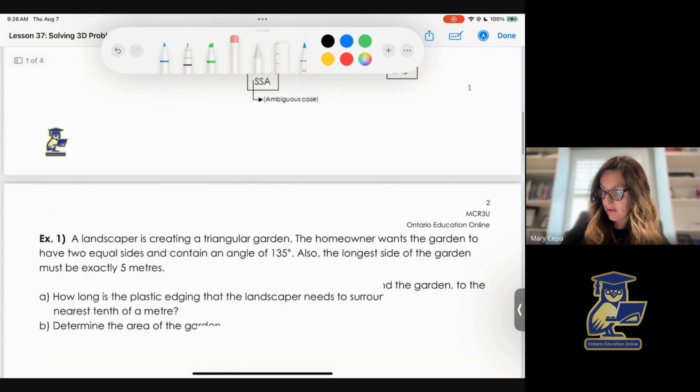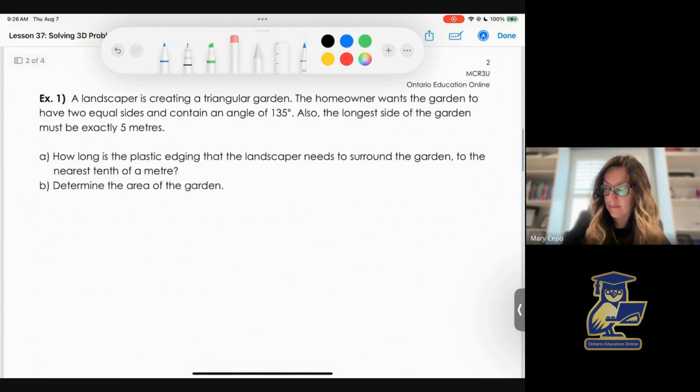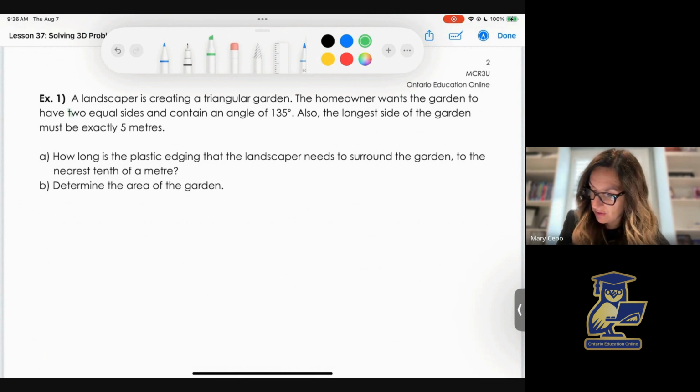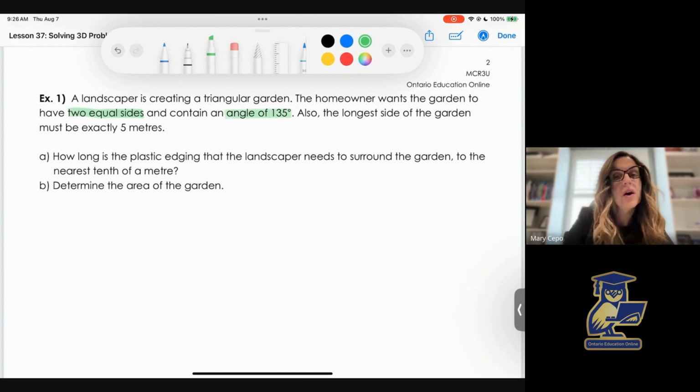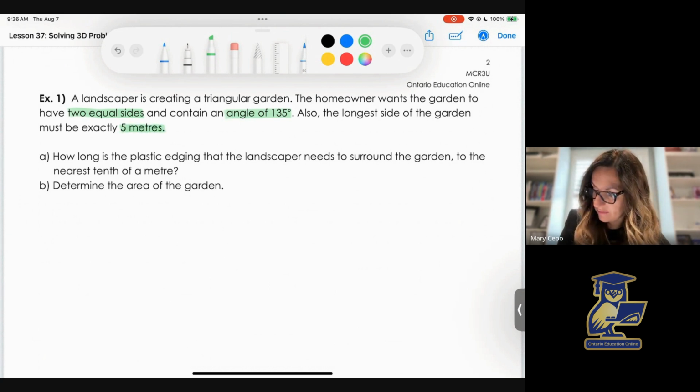We have example 1. A landscaper is creating a triangular garden. The homeowner wants the garden to have two equal sides and contain an angle of 135 degrees. So let's highlight that. With two equal sides, that means an isosceles triangle, and it has to have an angle of 135. Also, the longest side of the garden must be exactly 5 meters. We need to determine how long the plastic edging is that the landscaper needs to surround the garden, to the nearest tenth of a meter.